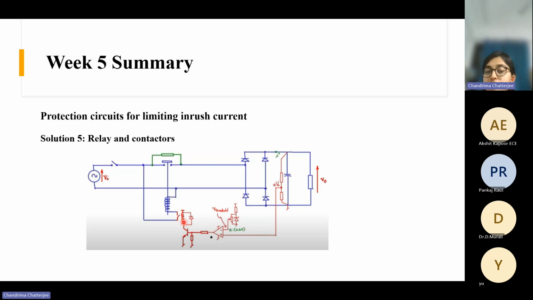Okay, so this is the most robust solution among all these solutions that I told you. This is the most reliable, most robust solution. Okay, so did you understand how this is working?